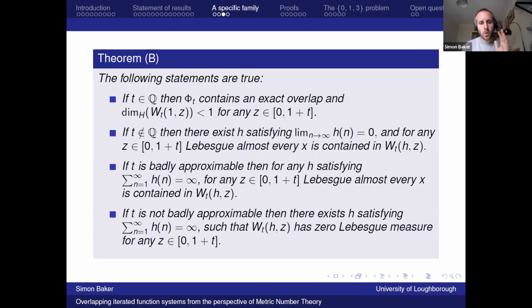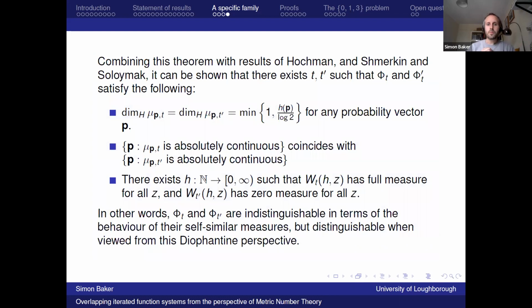So remember these last two statements. We have these T for which we can see differing degrees of Khintchine type behavior. Now, you can take this theorem from the previous slide and combine it with some big breakthroughs in fractal geometry recently to show that you have a T and a T prime such that the iterated function systems phi T and phi T prime satisfy the following statements.